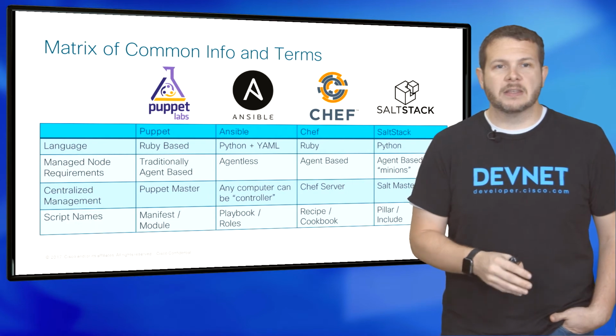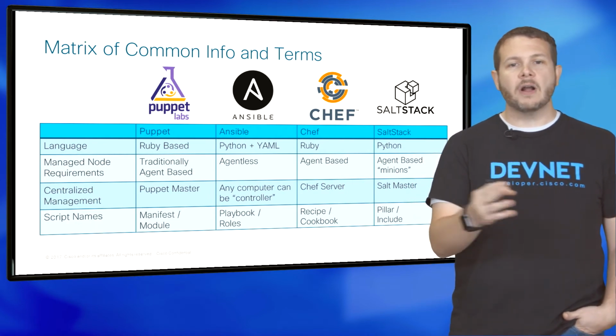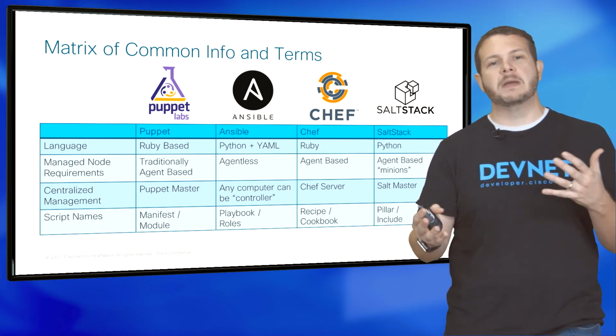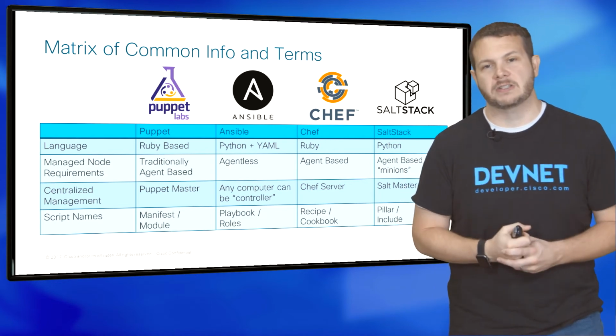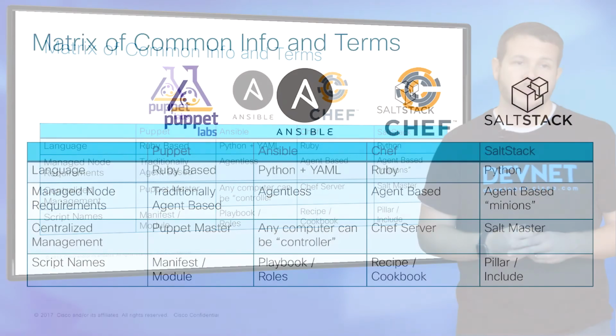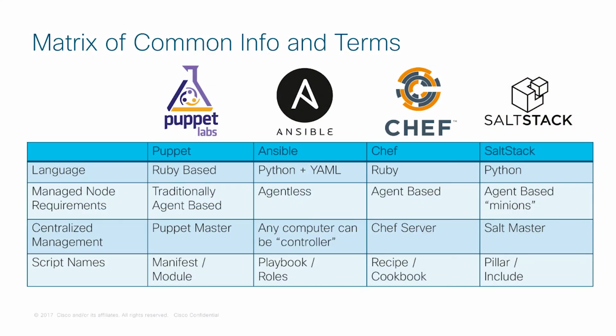Now, if we look at some of the common terms and information across these tools to help you figure out which one might make the most sense for your environment, I called out a couple of different characteristics and show where they fit in. So for example, the underlying language that's used is between Ruby, which is leveraged in both Puppet and Chef, and then Ansible and Salt Stack use Python underneath the hood.